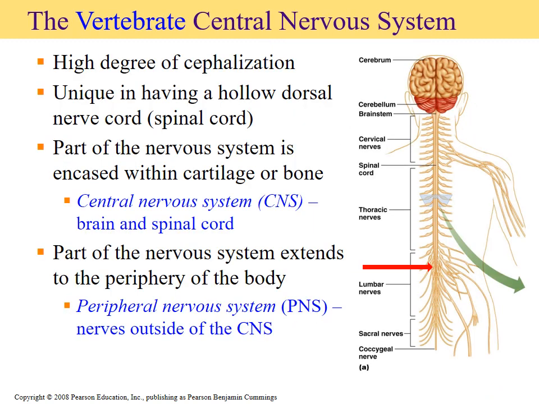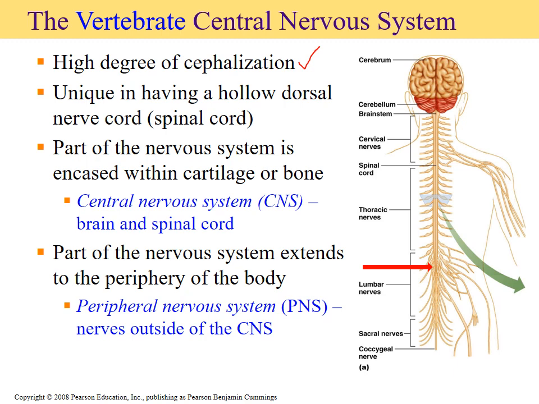All right, here is a look at the vertebrate central nervous system. And two things I want to point out. First of all, we have an extremely high degree of cephalization, and part of that comes from the fact that when we look at our brain, it will not only be very complex in structure, but also each of the units will have a very specialized function that they in essence have to correspond and collaborate on together.